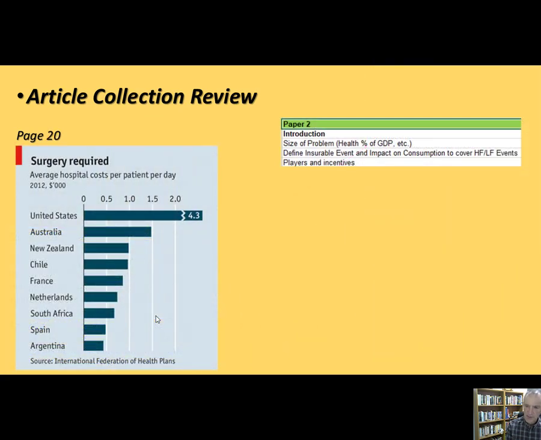So here's a good example of just the size of the problem here. You want to talk specific about hospitals. This is a per day cost, $4,300. The most I've ever spent for a really nice hotel.